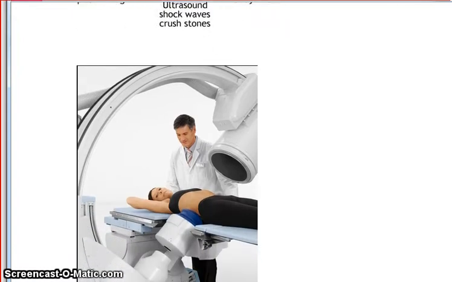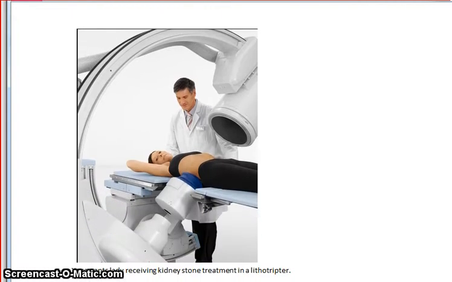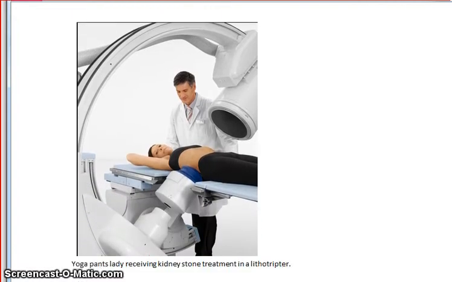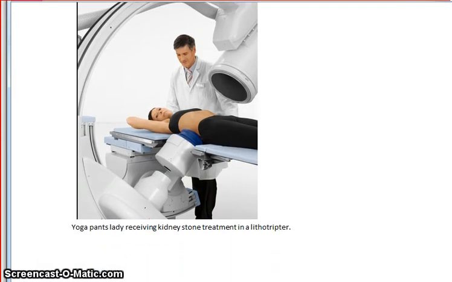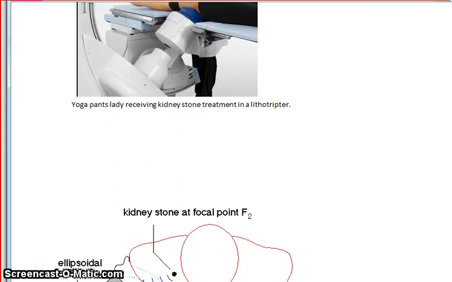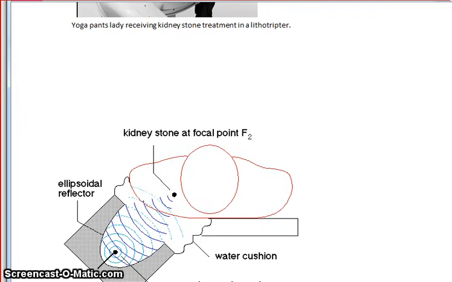Well, it can be done with something called a lithotripter. I don't know if that's how you pronounce it. This is a fancy looking machine that does exactly this. It focuses shock waves onto very small kidney stones. And the science behind it has to do with ellipses. This is the basic gist of it.